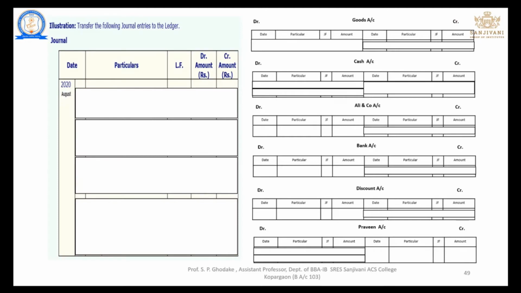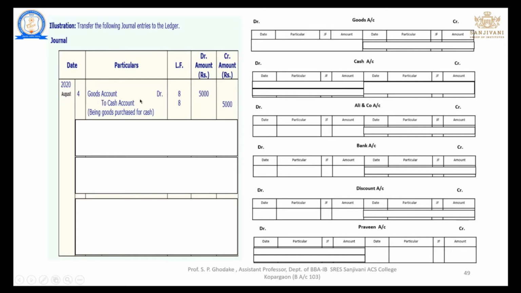So we'll see how to do the journal entries and how to transfer those journal entries into the ledgers. First, here in the numerical you have the journal entry, that is on 4th August 2020 we have goods account debit 5,000 to cash account. So here we need to prepare various ledgers as we have seen in the formats. Goods account and cash account, these are the two ledgers.